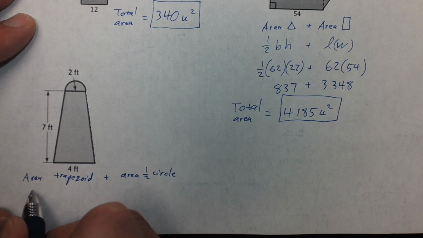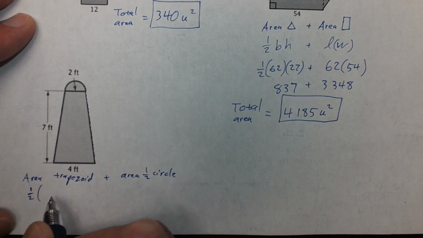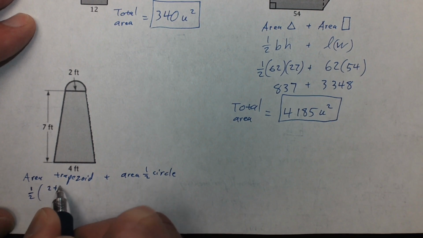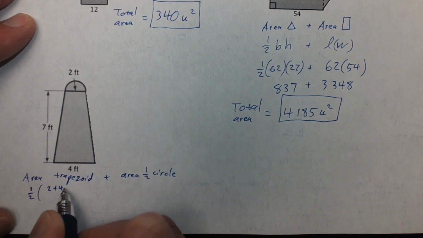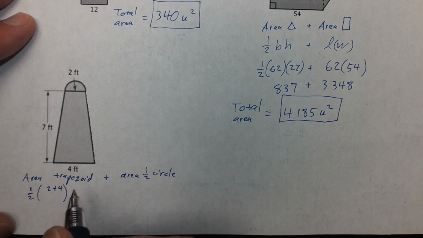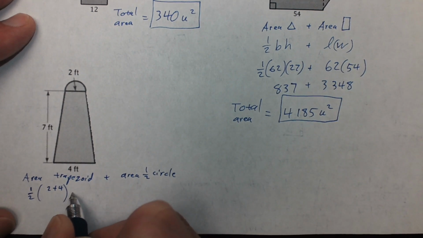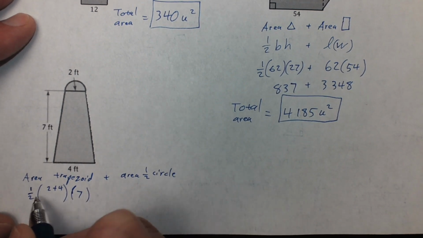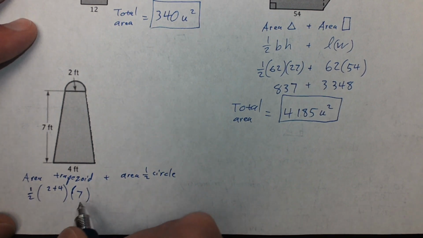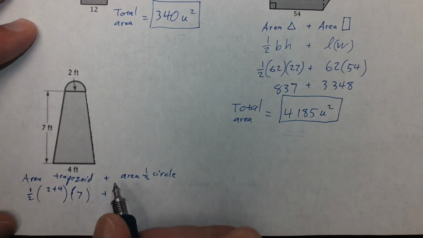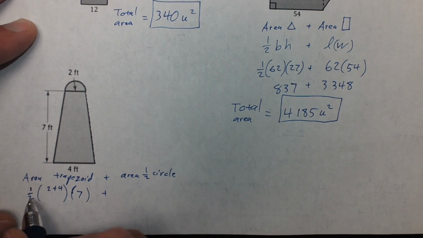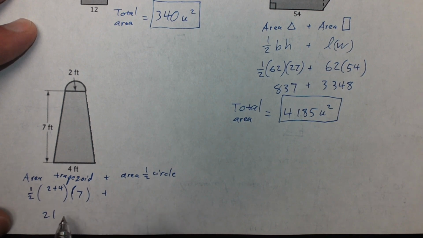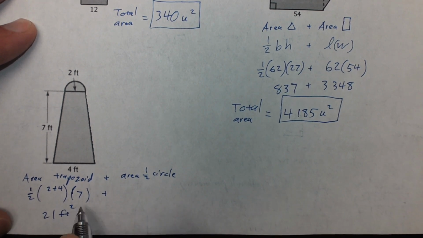So let's say 1/2 the top base plus the bottom base, times the height of 7. Sorry, I was going to do something different. 1/2 of 2 plus 4 times 7. And then let's just go ahead and do that. What's that? 6 times 1/2 is 3. That's equal to 21. 21 square feet for the trapezoid.